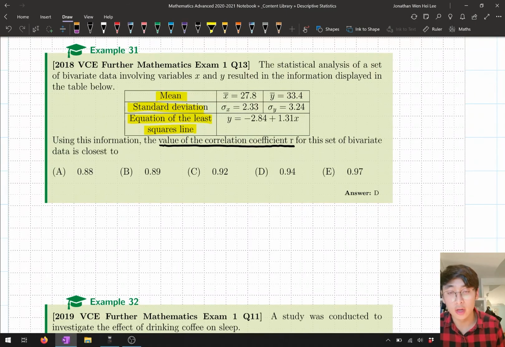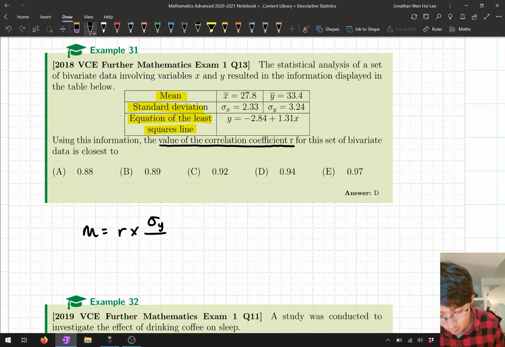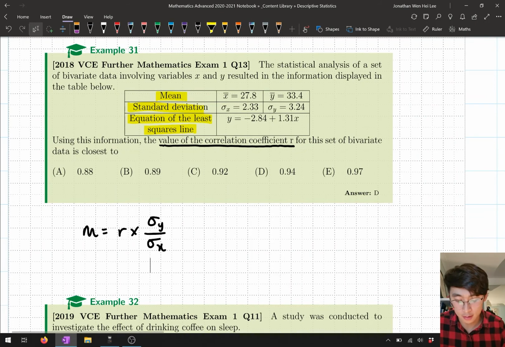If you remember, R is actually used in the calculation of finding the least squares regression line. A couple of pages ago, what we said was that the gradient of our least squares regression line, M, is equal to R times sigma y over sigma x. So this is how the least squares regression line is related to our correlation coefficient. If you want to find R, all we need to do is rearrange this equation.